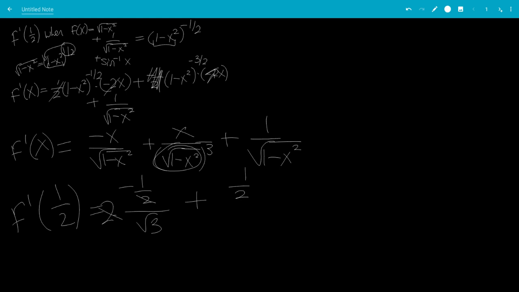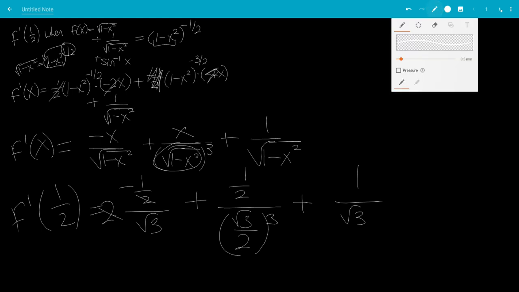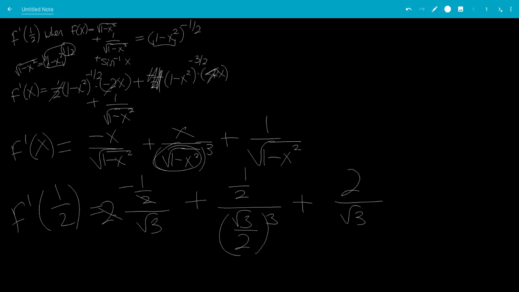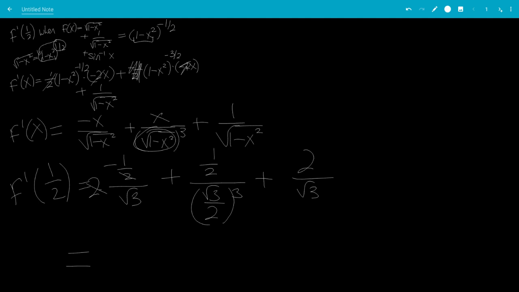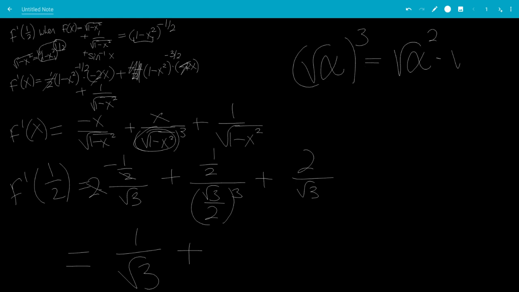And then this will be the square root of 3 over 2, cubed, plus 1 over the square root of 3 over 2, but the 2 can go to the top. So this will cancel out to be negative 1 over the square root of 3, and this 2 over the square root of 3 is just 1 over the square root of 3. And then plus, taking the square root of a and raising it to the third power is the square root of a squared times the square root of a. And a is greater than or equal to 0 in this case. So the square root of a squared is just a, and then the square root of a.